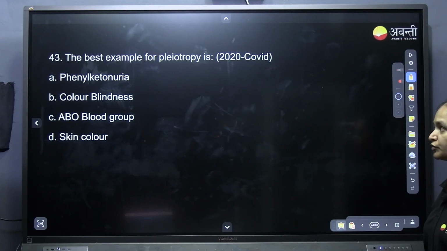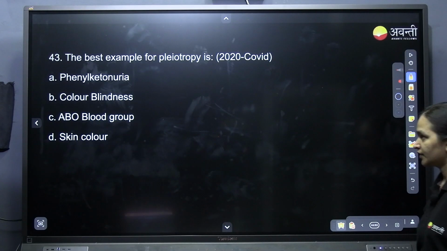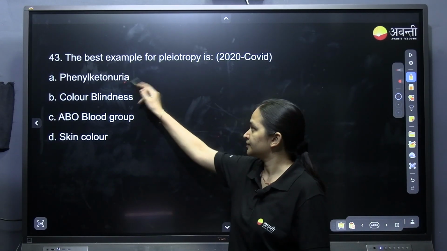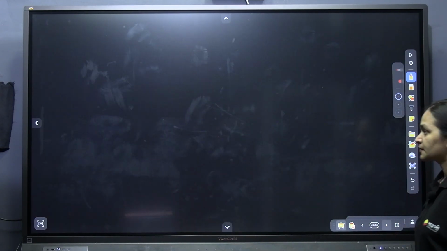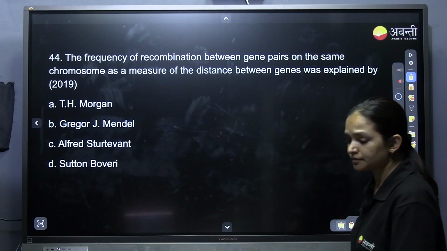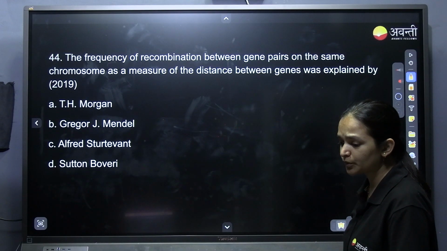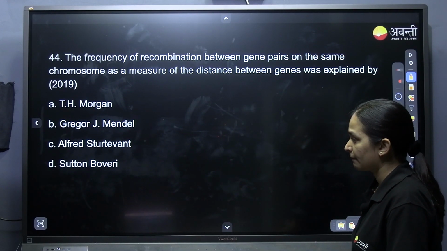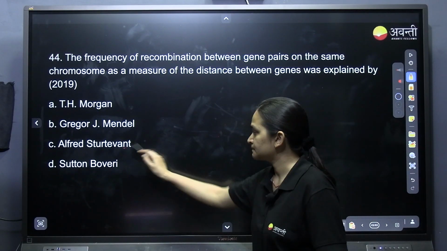The best example of pleiotropy is phenylketonuria. The frequency of recombination between gene pairs on the same chromosome as a measure of distance between genes was explained by, see, again it was repeated. I said many times it has been repeated. Just now we discussed, C, Alfred Sturtevant.